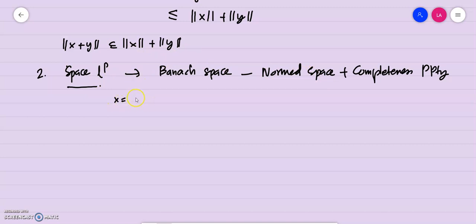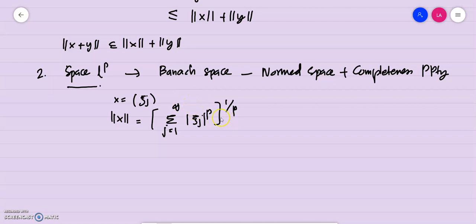Here x is equal to the sequence theta j, then norm x should be equal to the summation j equal to 1 to infinity of modulus of theta j raised to p, the whole raised to 1 by p, which is actually the norm which is defined. So we can easily prove this result because we have already established this result in the case of metric spaces. So similar arguments can be done.